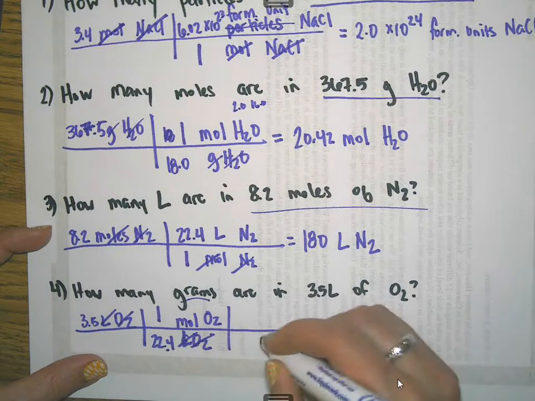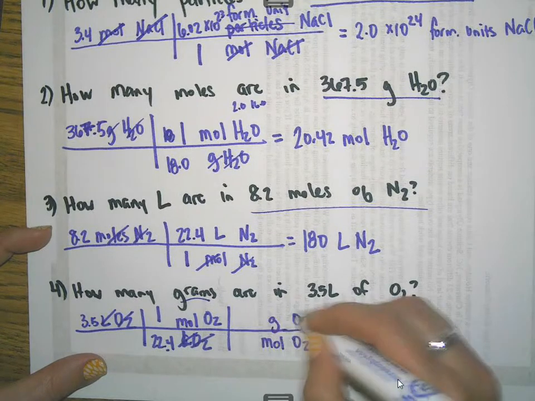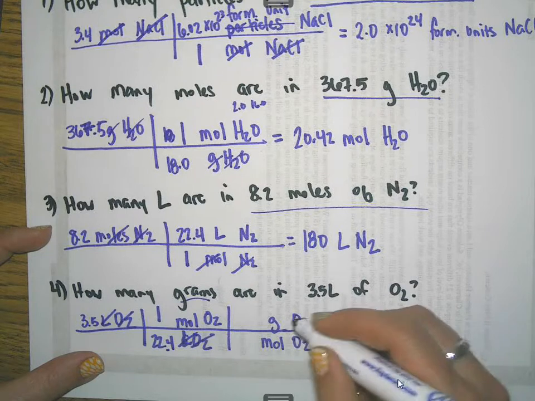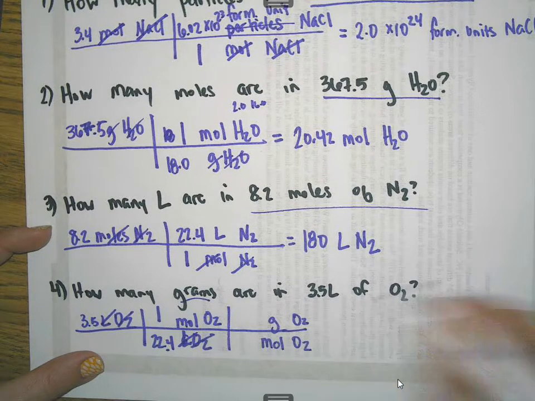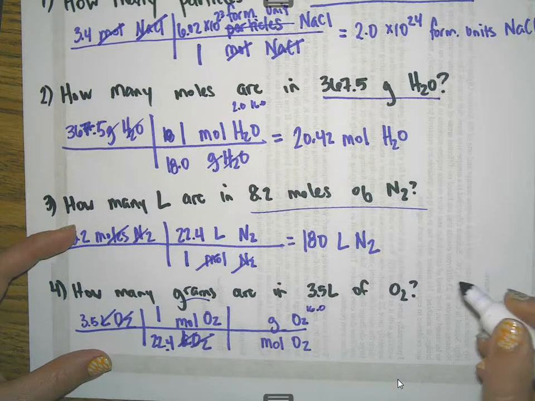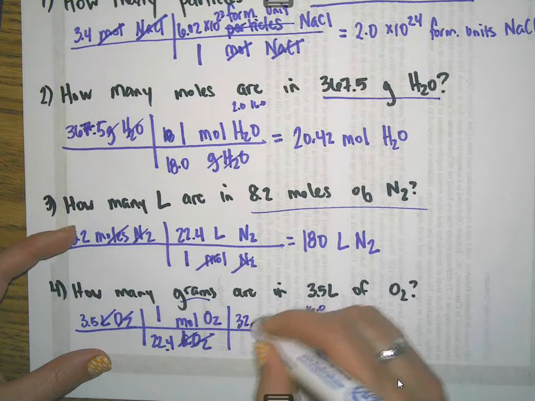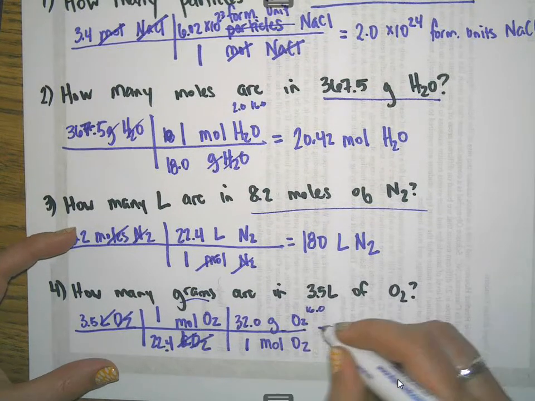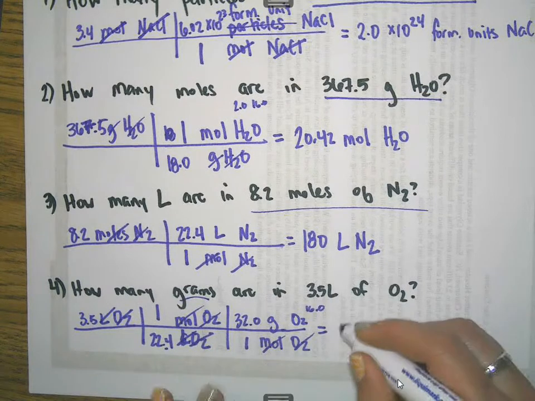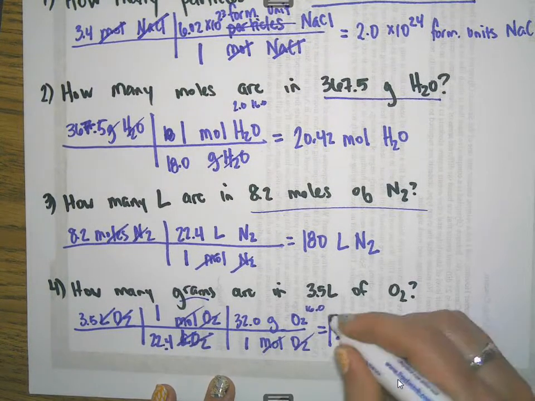So I'm going to go again. Moles of O2 will go in the bottom, grams of O2 will go on top. I know I can do that because that's finding molar mass. And I can do it like I did over on my other page earlier. Each oxygen is 16.0 grams, well there's 2 of them, so that becomes 32.0 grams per mole. Moles and oxygen cancel. I'm at my end answer, and if I put that in my calculator, I'll get 5.0 grams of O2.